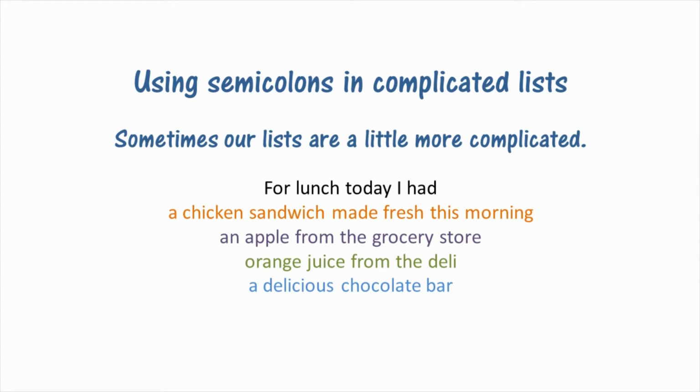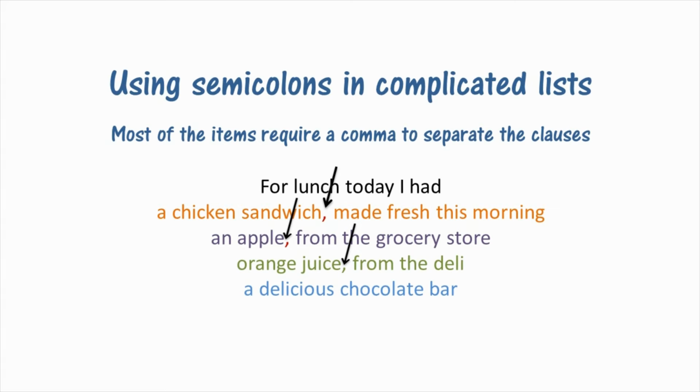Sometimes, when we want to explain things in more detail, we will give a list of statements. For lunch today I had a chicken sandwich made fresh this morning, an apple from the grocery store, orange juice from the deli, and a delicious chocolate bar. You often find that each of those statements may need a comma because it's made up of separate clauses. We have them here. For lunch today I had a chicken sandwich, comma, made fresh this morning, an apple, comma, from the grocery store, orange juice, comma, from the deli, and a delicious chocolate bar. Three of those four statements require a comma.